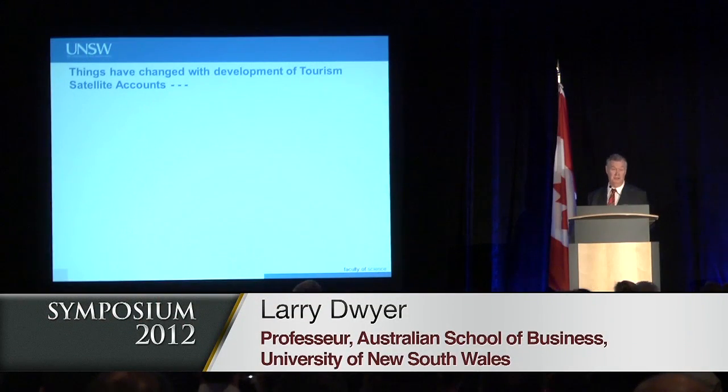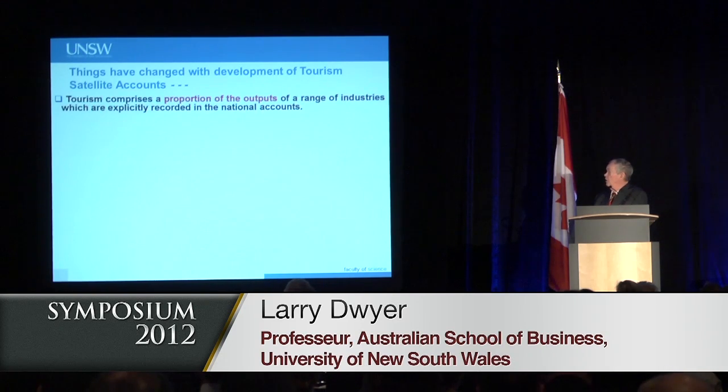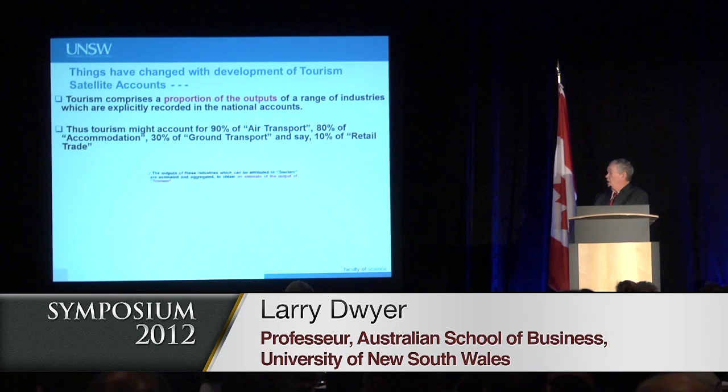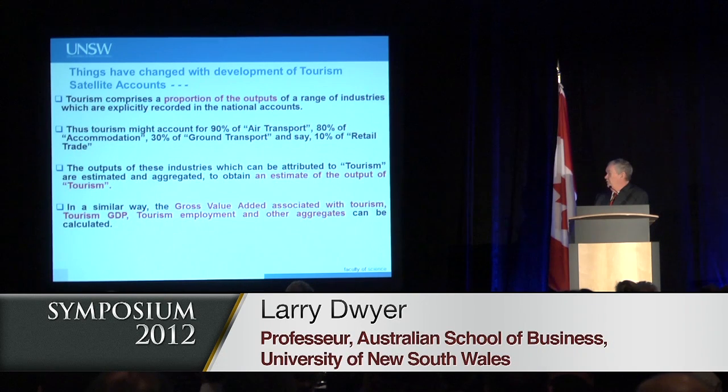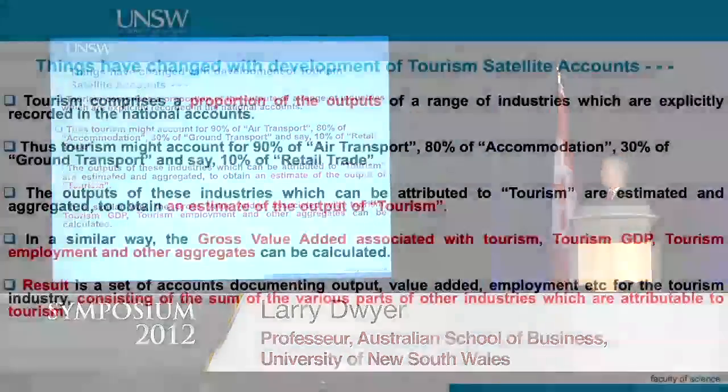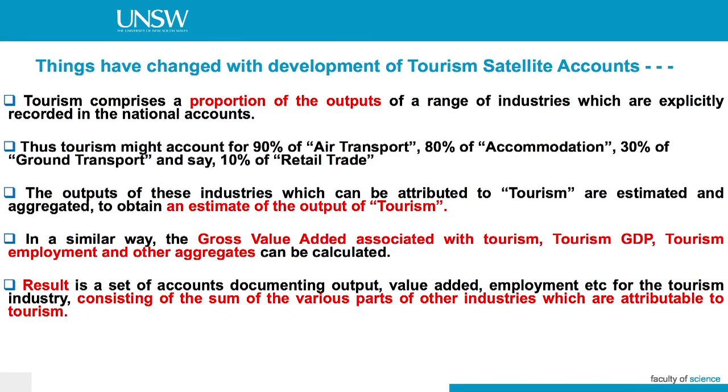And I know that the Transat Chair is vitally interested in the types of statistics that can be generated to support views about the economic significance of tourism. Well, things have changed with the development of tourism satellite accounts. I have an overhead there that talks about the tourism satellite accounts, but given that time is limited and that there will be more discussion of tourism satellite accounts, I won't linger long on that.